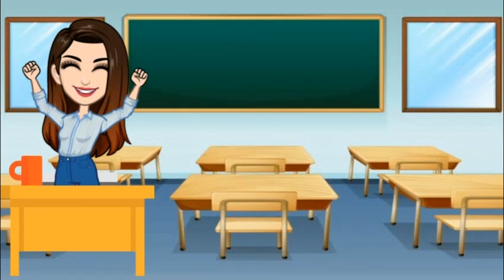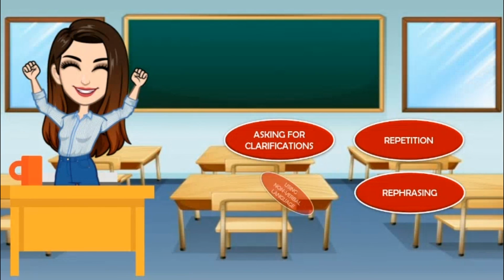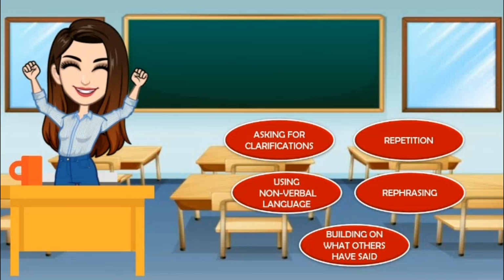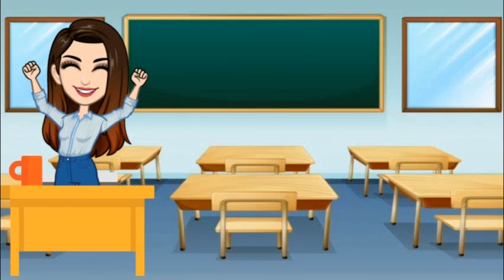A breakdown in communication is always possible in any interaction. However, we can minimize communication breakdown by employing several strategies. This includes asking for clarification, repetition, rephrasing, using nonverbal language, and building on what others have said. These strategies can be collectively described as communication support strategies. In order to communicate properly, speakers must not only communicate using words, but also with their actions. Their words and actions must match. Otherwise, miscommunication can occur.